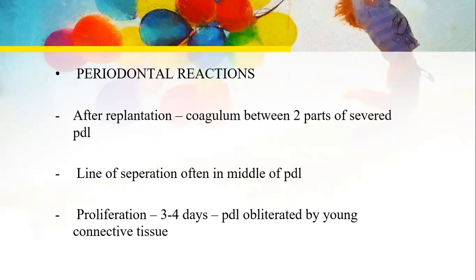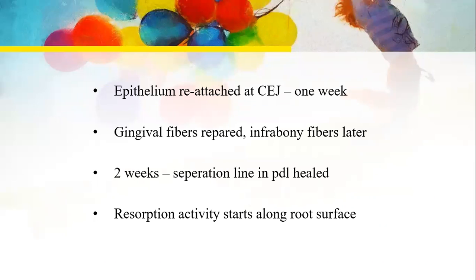So the line of separation often is in the middle of the PDL cells. It is found that mostly when a tooth is avulsed, the line of separation of this PDL is in the middle. Proliferation normally happens for around 3 to 4 days, and PDL obliteration happens by young connective tissue. Epithelial reattachment at the CEJ happens by 1 week.